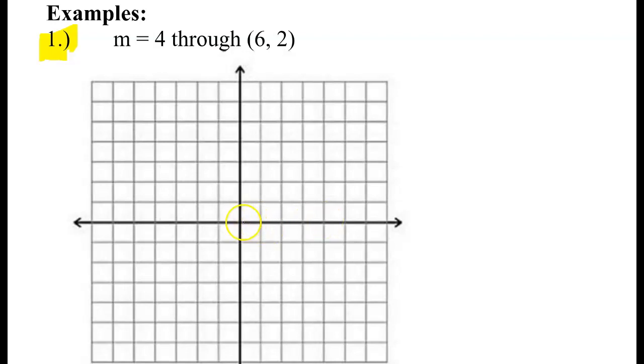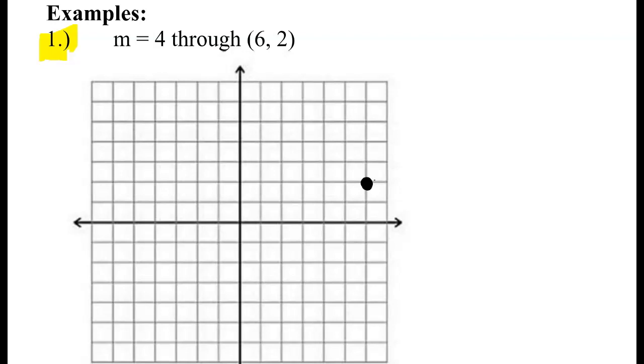So let's count over 6. 1, 2, 3, 4, 5, 6, comma 2. That's this point right here. So now I know if I plot that point, my line is going to go through that point, which is exactly what the directions asked us to do.